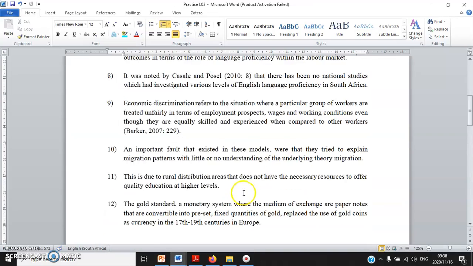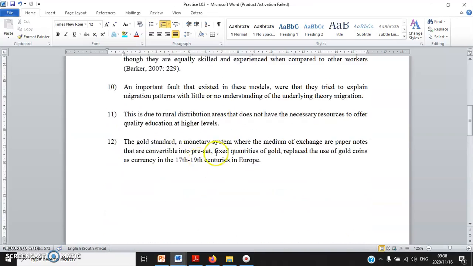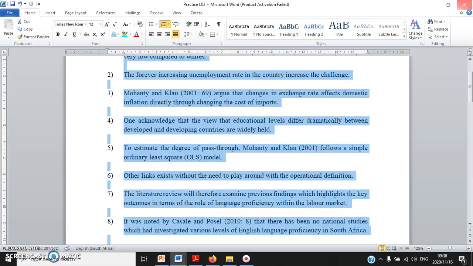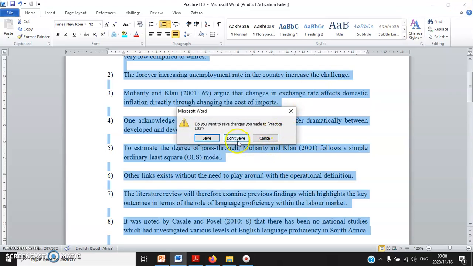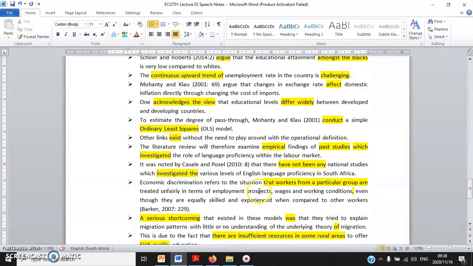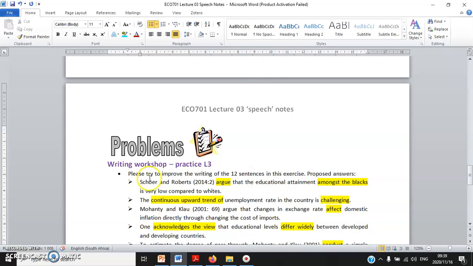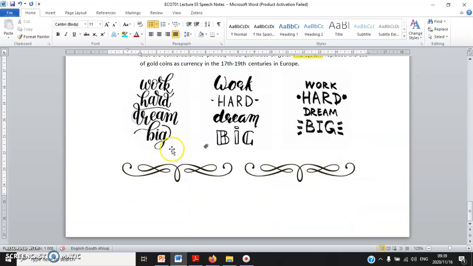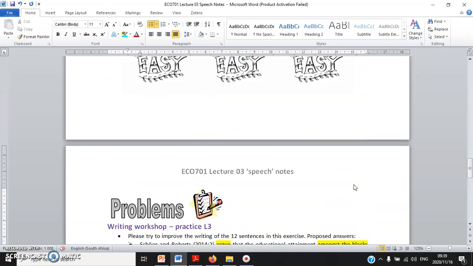So when you have time, you can do this first writing workshop exercise, 12 sentences. And then I would suggest you to first answer the questions without looking at my answers. This is the really important learning journey. Only after you finish all 12 questions, then you can look at my proposed answer in the lecture speech note. Okay.